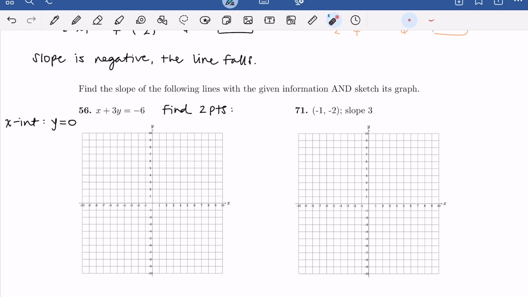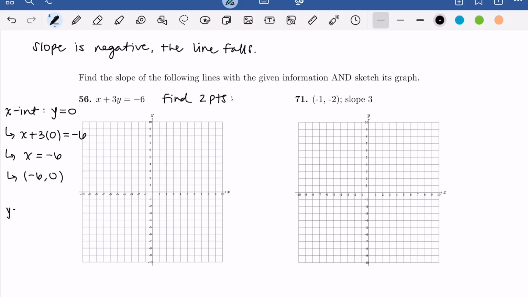So if we make that our condition, if we set y equal to 0, let's see what our x value is. Doing that, we're going to have x plus 3 times 0, since we're letting y be equal to 0. This is equal to -6. This tells us that x is equal to -6. So since x is equal to -6 and y is equal to 0, our coordinate, or our ordered pair, is (-6, 0).